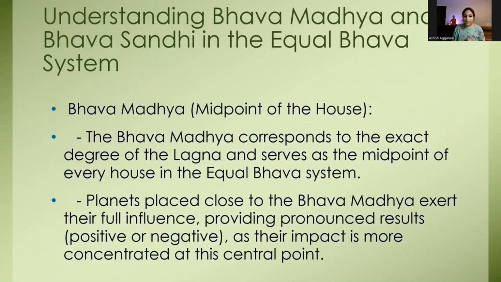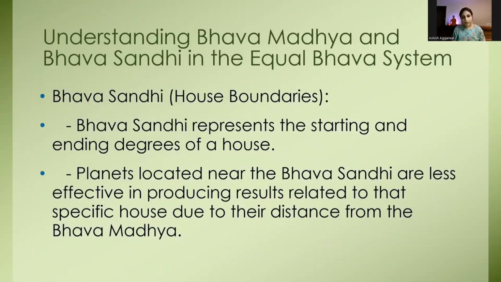So again, Bhava Madhya means the midpoint of the house, which is exactly according to the degree of the ascendant. If the ascendant is at 5 degrees, then 5 degrees will be placed in all parts, and that will be the Bhava Madhya of each house as per equal house distribution. The planets sitting there will produce very foundational results, either for good or for bad. Bhava Sandhi refers to the boundaries of the house, where the planets sitting at the start or end of the house have their results slightly diminished. They don't have as much influence.